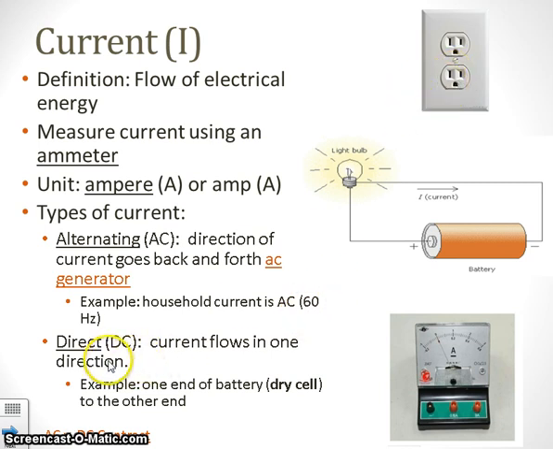The other type of current is called direct, and direct current is the kind of current you see in a battery circuit. Any circuit that uses a battery uses direct current. Current, it says, flows in only one direction. It doesn't go back and forth.